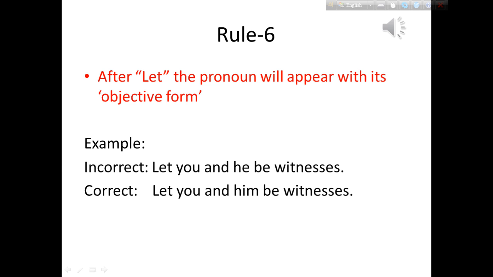Let you and he be witnesses. So you is correct here because the subjective and objective form for you is the same. Then the second pronoun after and, that is he, is used here with its subjective form. So the objective form for he is him. So the correct sentence will be let you and him be witnesses.